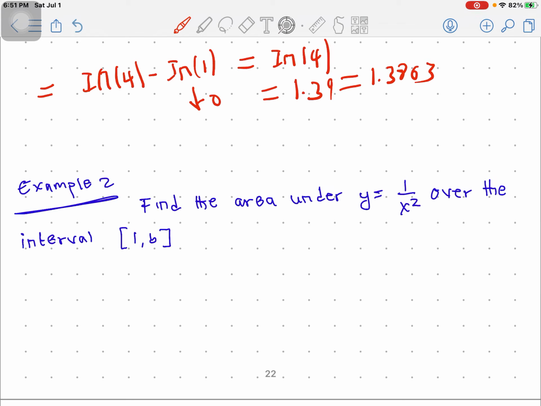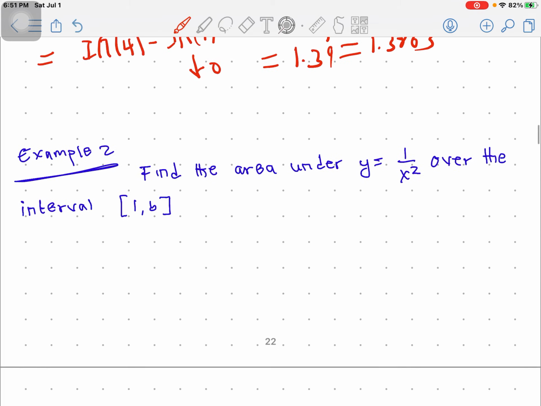Let's look at the last example as we remind ourselves of area as an antiderivative, so that we can move ahead to the different applications of definite integrals. So the last example is that we should find the area under y equal to 1 over x squared over the interval 1 and b.